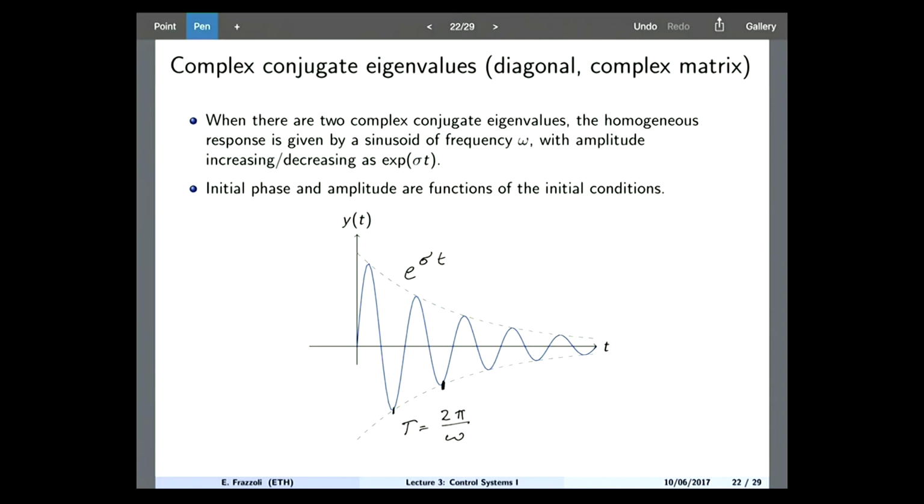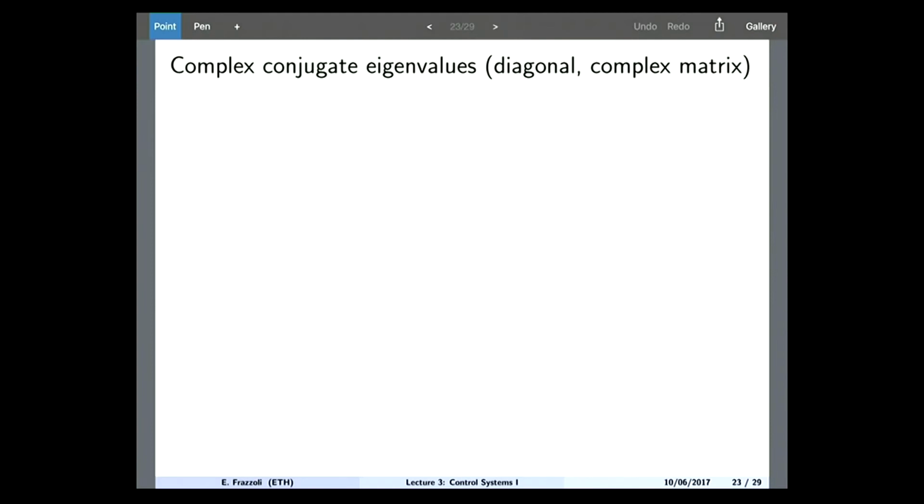Okay. So you have a sine wave with period 2 pi over omega that is multiplied by an exponential. In this case, it's a decaying exponential, right? So now you see that this is actually an oscillation that decays. Okay, the amplitude of this oscillation decays as e to the power sigma t. Okay? We will look at examples of systems that exhibit this behavior next time, okay? So we're not doing the calculation today.